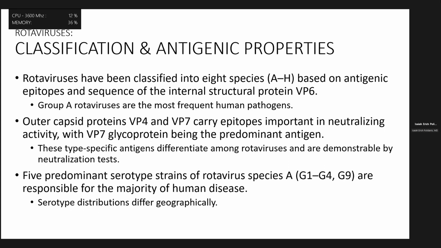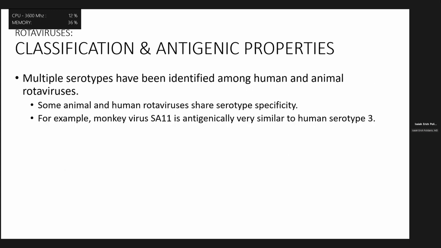Five predominant serotype strains of rotavirus are responsible for the majority of human disease. So we have G1 to G4 and G9. Serotype distributions also differ geographically, so depending on where you are, there are different predominating rotavirus types. For classification, multiple serotypes have been identified among human and animal rotaviruses, and some animal and human rotaviruses share serotype specificity. For example, monkey virus SA11 is antigenically very similar to human serotype 3.